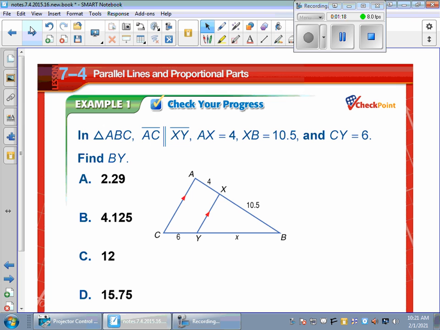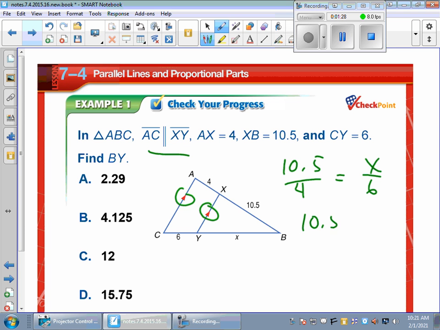Next one here, we have same idea, parallel lines. You can see that. So we're going to go 10.5 over 4, set that equal to x over 6, cross multiply. 10.5 times 6 equals 4 times x. 10.5 times 6 gives us 63 equals 4x. Divide both sides by 4. You output a final answer of D.